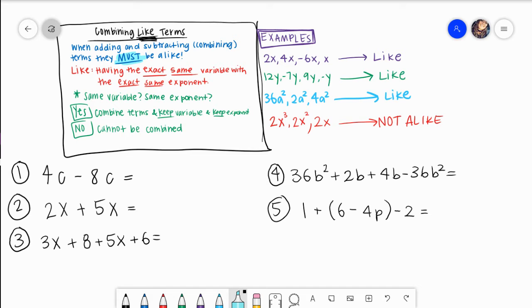That's why they have to be the exact same. If they're different, how do I know which one to keep, right? But if they are the exact same, I can keep variable and keep exponent. If I ask myself, same variable, same exponent, and my answer is no, then they cannot be combined. You would simply just rewrite them the way they're written, but you couldn't actually perform any math on it.